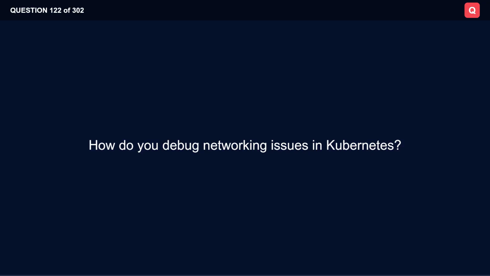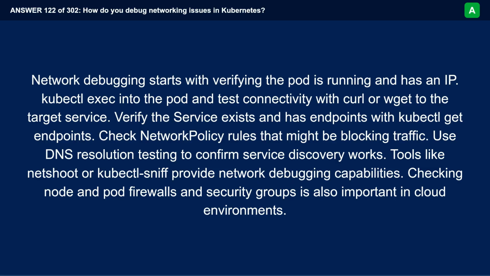How do you debug networking issues in Kubernetes? Network debugging starts with verifying the pod is running and has an IP. kubectl exec into the pod and test connectivity with curl or wget to the target service. Verify the service exists and has endpoints with kubectl get endpoints. Check network policy rules that might be blocking traffic. Use DNS resolution testing to confirm service discovery works. Tools like netshoot or kubectl sniff provide network debugging capabilities. Checking node and pod firewalls and security groups is also important in cloud environments.